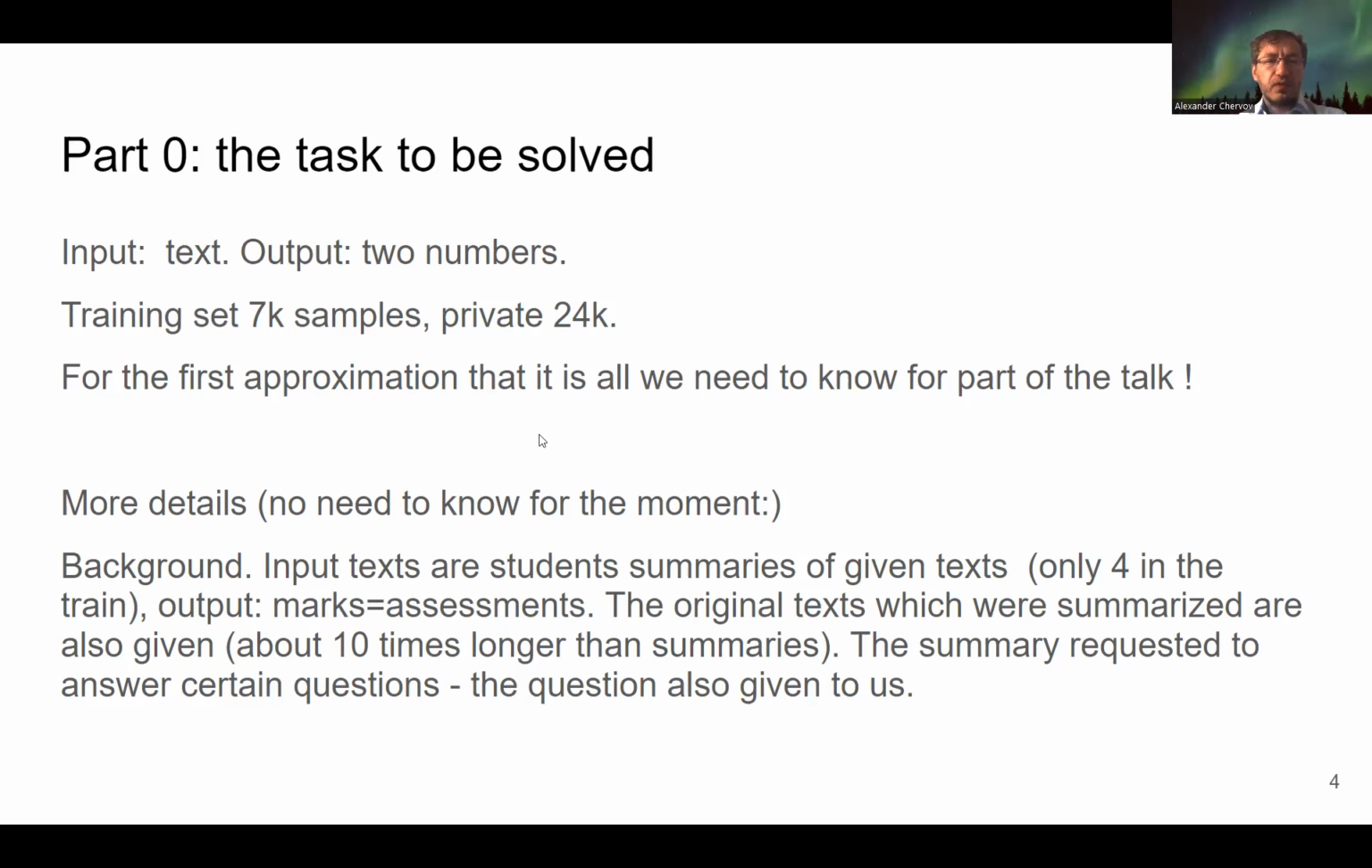But for the first part, all these details are not important. For the first part, you can think that we have text as an input, and the output of the model should be the two numbers. This correspondence between the text and the numbers is given to us in the train set, and we can train our models on that data. Okay?